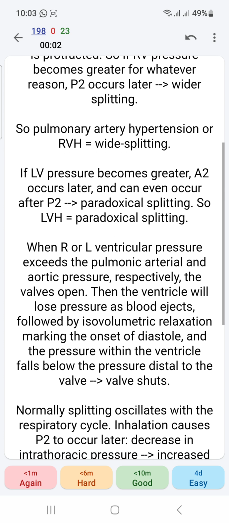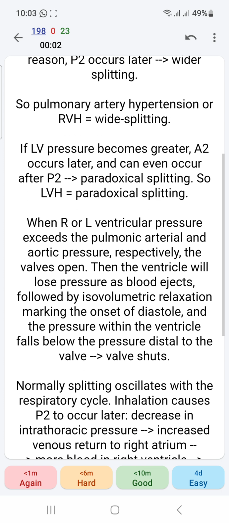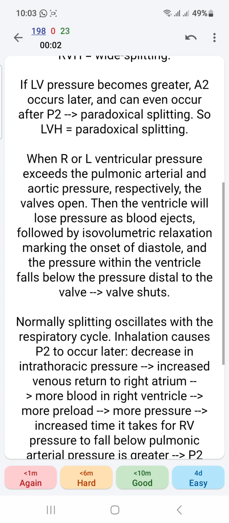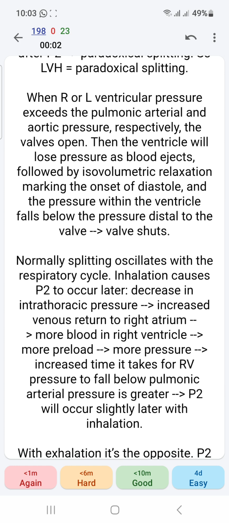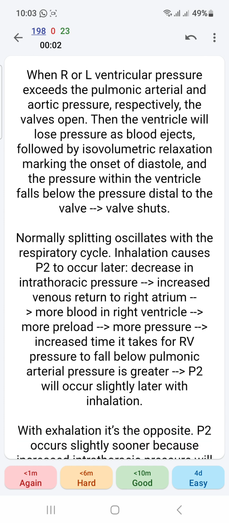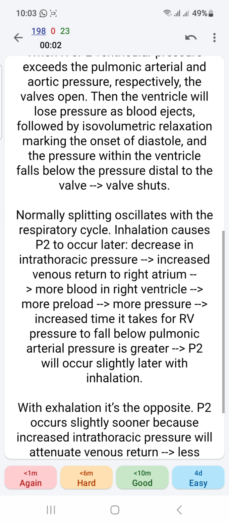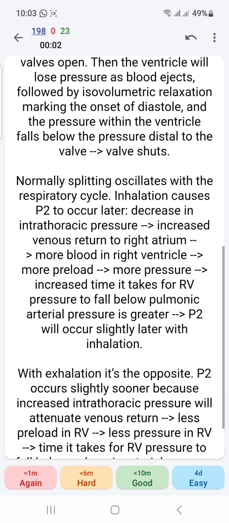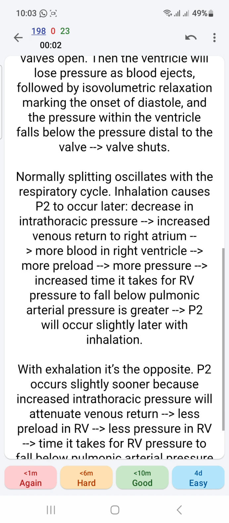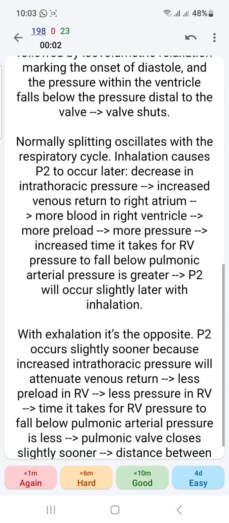If LV pressure becomes greater, A2 occurs later and can even occur after P2. This is paradoxical splitting. So LVH is equal to paradoxical splitting. When right or left ventricular pressure exceeds the pulmonic arterial and aortic pressure respectively, the valves open. Then the ventricle will lose pressure as the blood ejects, followed by isovolumetric relaxation, marking the onset of diastole, and the pressure within the ventricle falls below the pressure distal to the valve and the valve shuts.